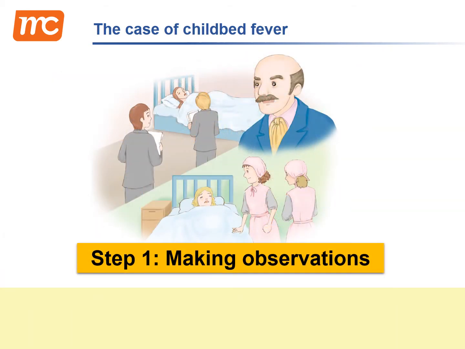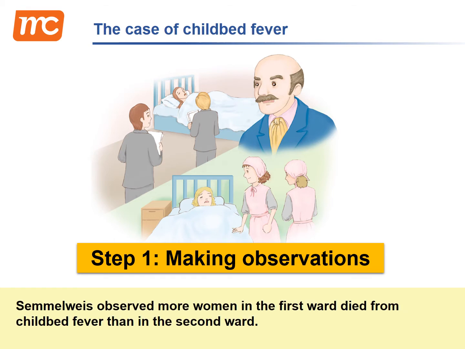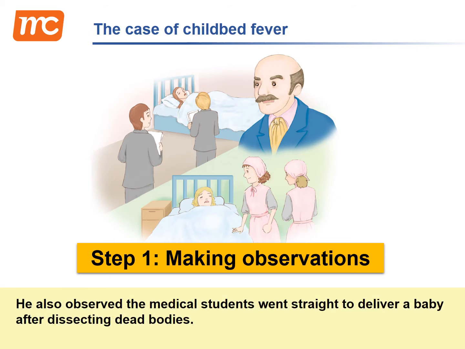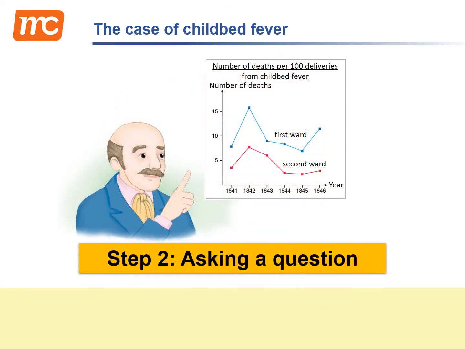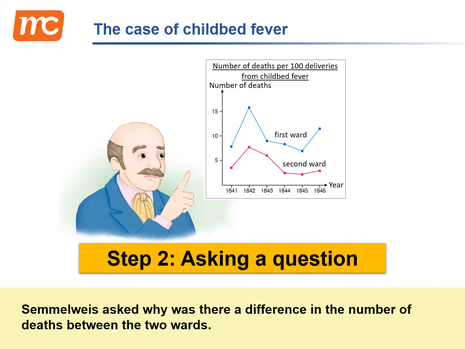Step 1. Making observations. Semmelweis observed more women in the first ward died from childbed fever than in the second ward. He also observed the medical students went straight to deliver a baby after dissecting dead bodies. Step 2. Asking a question. Semmelweis asked why was there a difference in the number of deaths between the two wards.